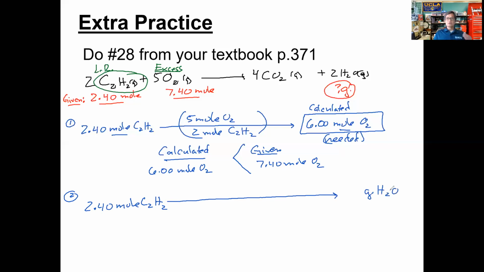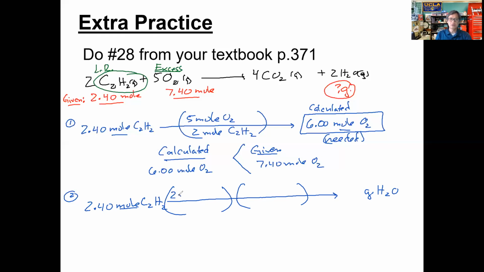And this time, what we're going to solve for is the grams of water. We needed to do the first calculation in order to figure out which of these values we use to start with in the second calculation, so make sure you keep that in mind. Now that we've identified what we're starting with and what we're solving for, let's plug in our conversion factor. This is already in units of moles, so we'll need the mole ratio between acetylene and water, which is 2 to 2.